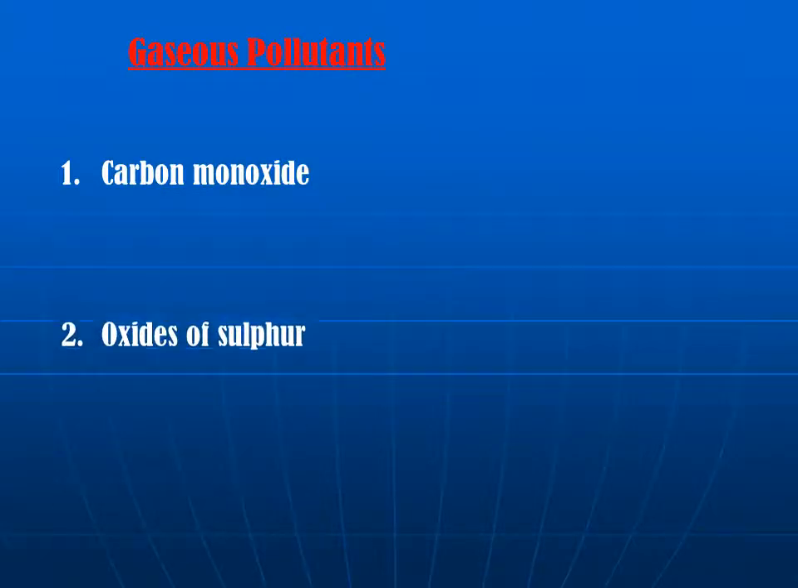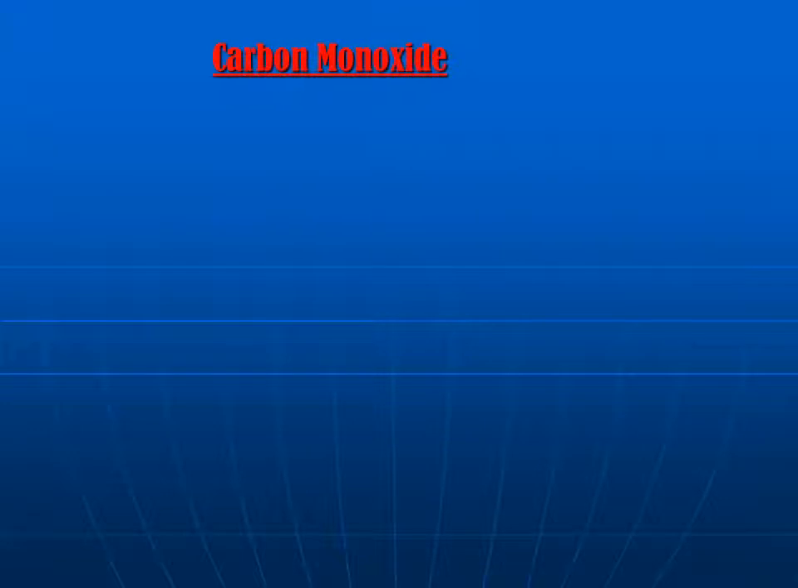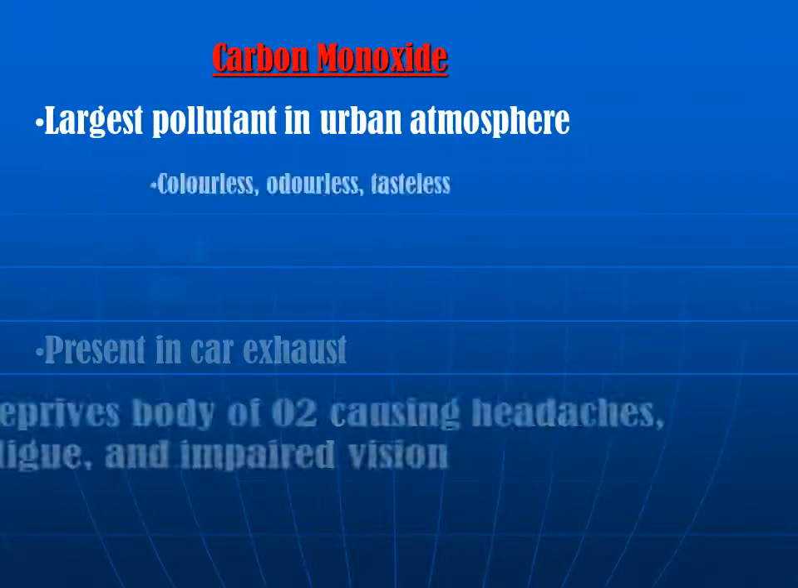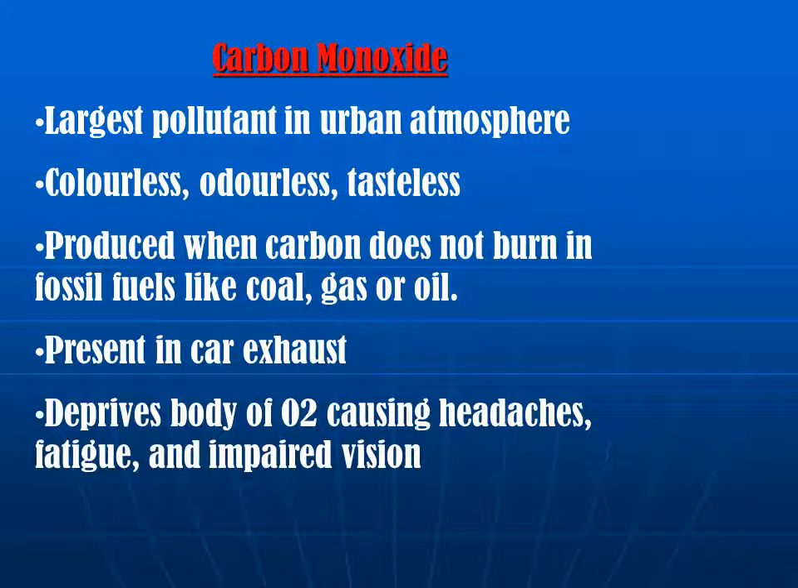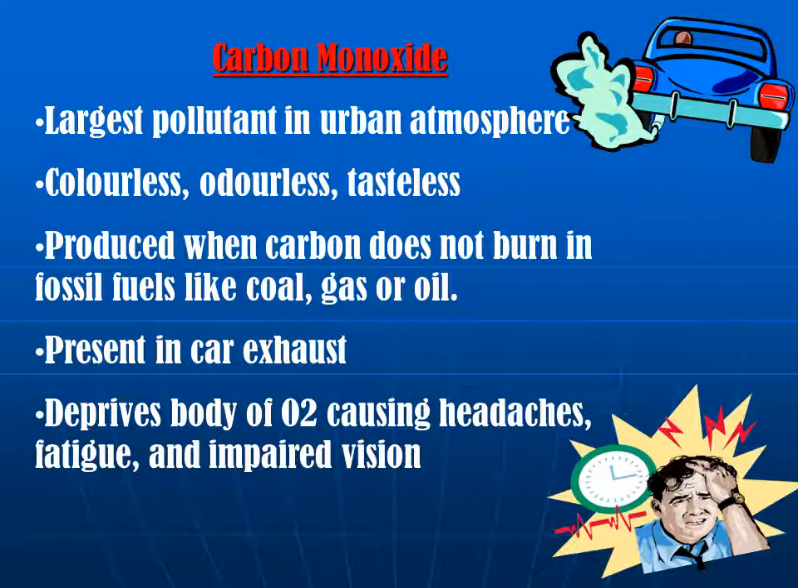Next is gaseous pollutants. They mainly include carbon monoxide, oxides of sulfur, nitrogen oxides, hydrocarbons, and ozone. Carbon monoxide is the largest pollutant in urban atmosphere. It is colorless, odorless, tasteless. It is produced when carbon does not burn completely in fossil fuels like coal, gas, or oil. It is present in car exhaust. It deprives the body of oxygen, causing headaches, fatigue, and impaired vision.